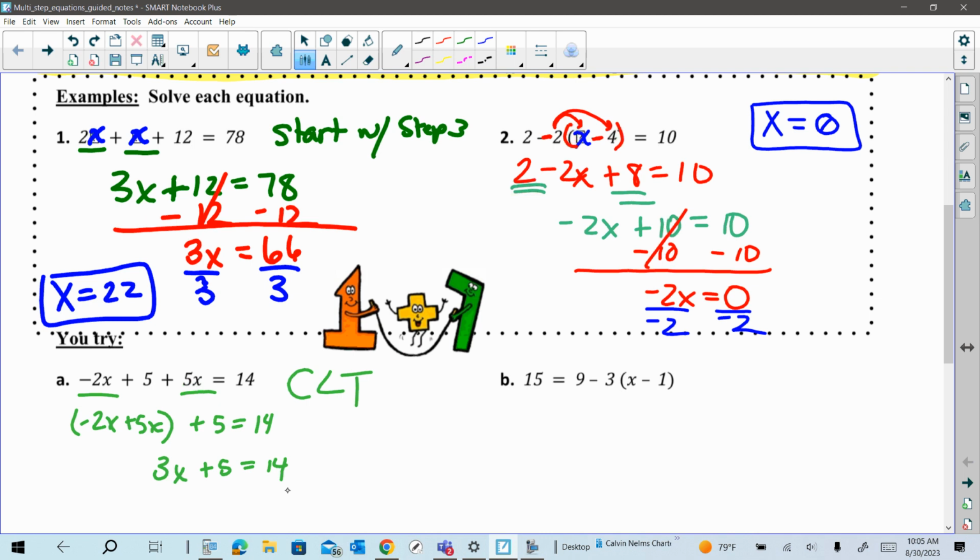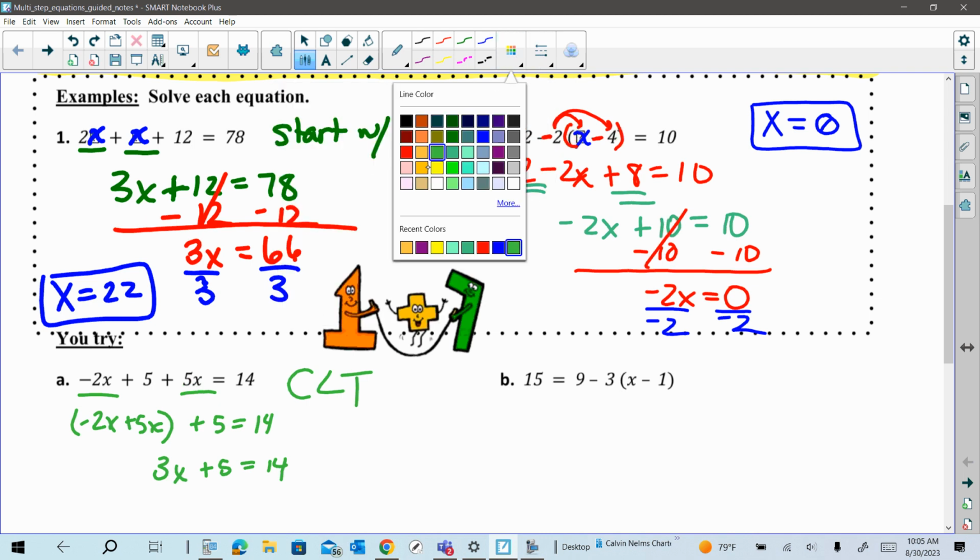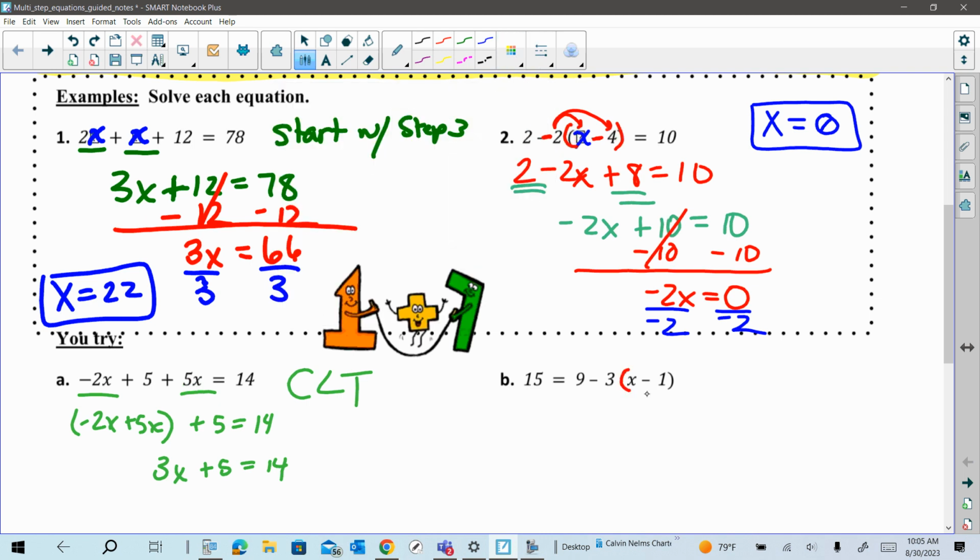All right, so we're good on the first step. So I want you to finish. On B, what would be the first step here? You have to distribute, okay? Because we have this grouping, this parentheses, we should distribute first. Make sure you understand this minus 3 as a negative 3. So 15 equals 9 minus 3x, but plus 3, because a negative times a negative is a positive.